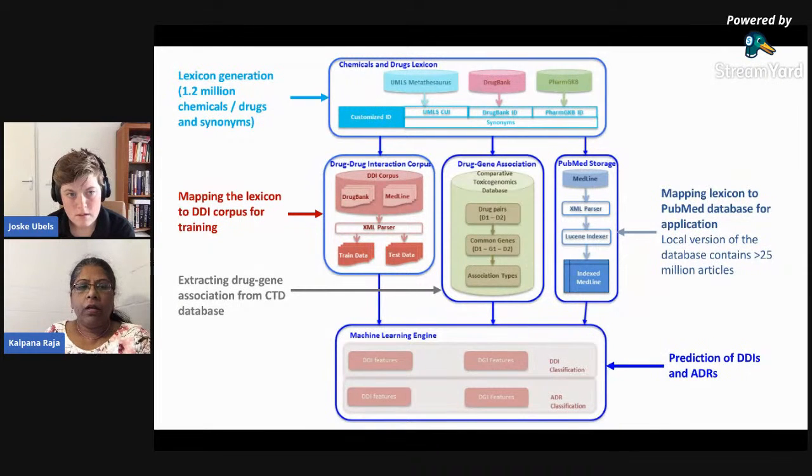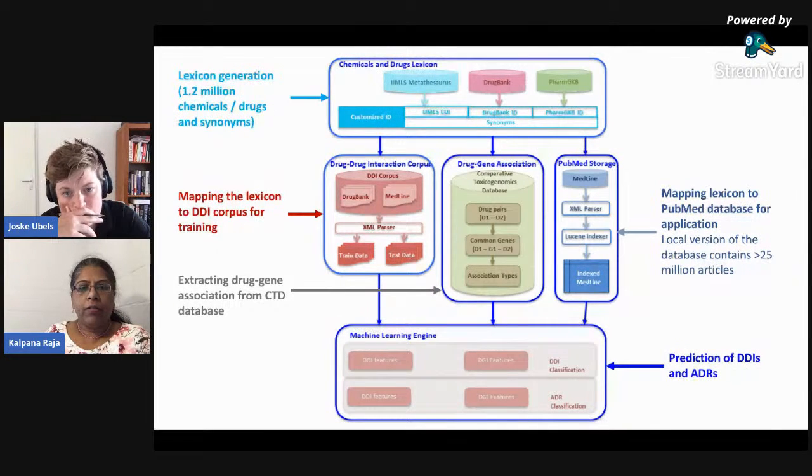So we used an annotated corpus called the drug-drug interaction corpus. That includes the documents from DrugBank and Medline. We used our chemicals and drugs lexicon to map the drugs present in the drug-drug interaction corpus. We did this for both training data as well as test data. On the other hand, we have the mapped sentences from PubMed.